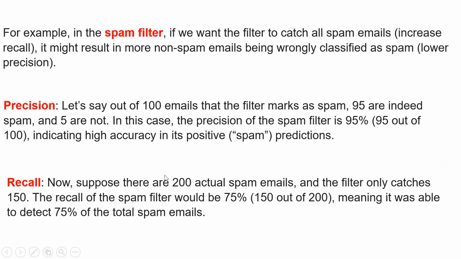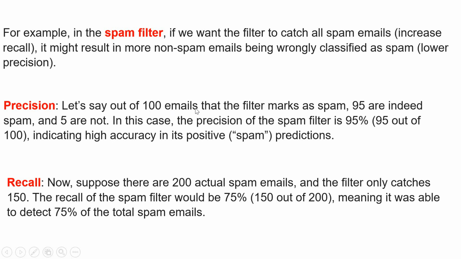For example, in a spam filter, if you want to catch all spam emails, it will increase recall. It might result in more non-spam emails being wrongly classified as spam. It means those are not spam emails, but they are wrongly classified as spam. So it will give us lower precision. So what is precision? See here.